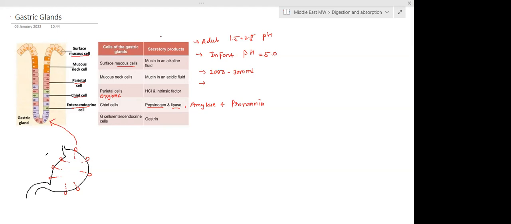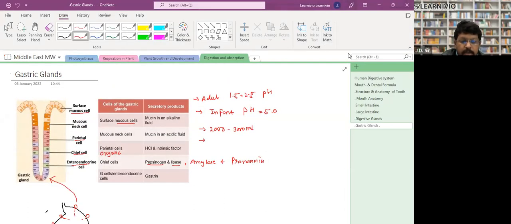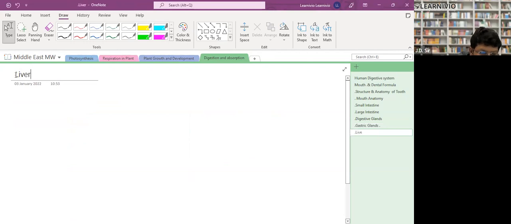Right? Next, that is the liver. So put the heading. I'll explain the liver, then I'll dictate in the next class, but I'll make you understand today only. So the next heading is liver. In fact, we'll discuss both liver and pancreas simultaneously.